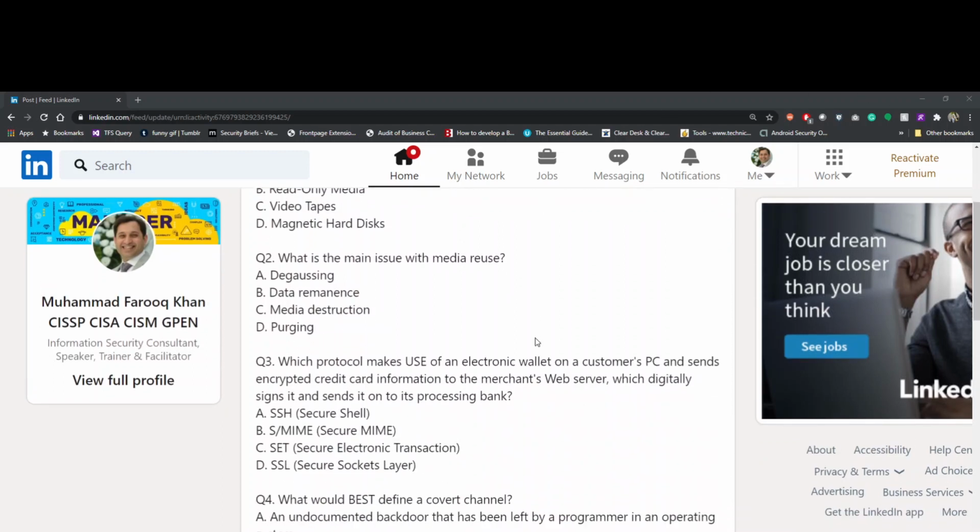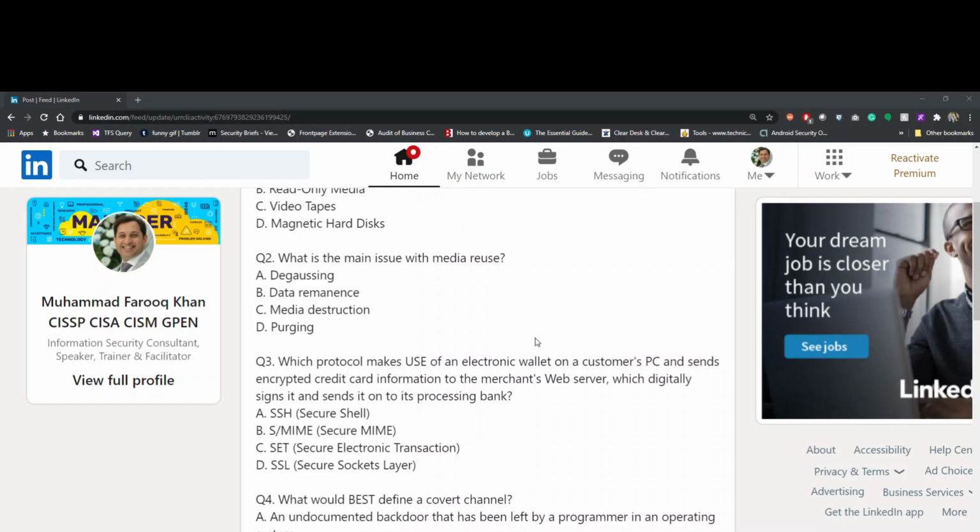Question number 3. Which protocol makes use of an electronic wallet on a customer's PC and sends encrypted credit card information to the merchant's web server, which digitally signs it and sends it on to its processing bank? So basically, question 3 is giving you a definition and is asking you to pick the right protocol name from the given options. If we know the definitions of at least 3 of these protocols, then we would probably be able to pick the right answer. So let's take a look.